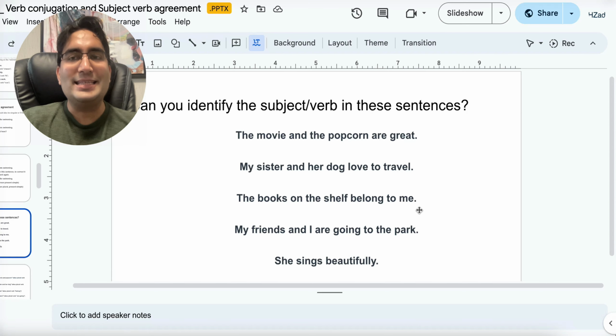So guys, this is the most important lesson in the English language and something that people get wrong all the time. Subject-verb agreement. Now you know it. Now you want to practice it.